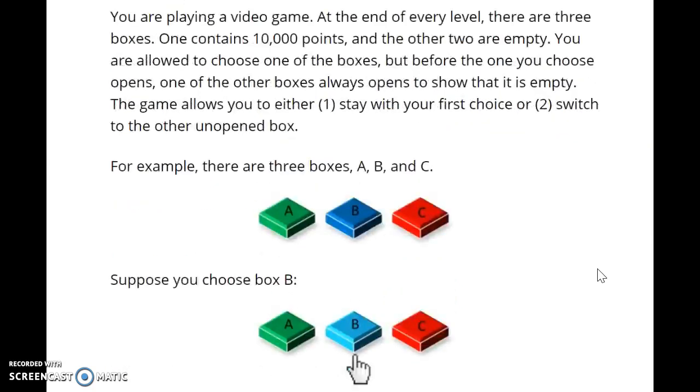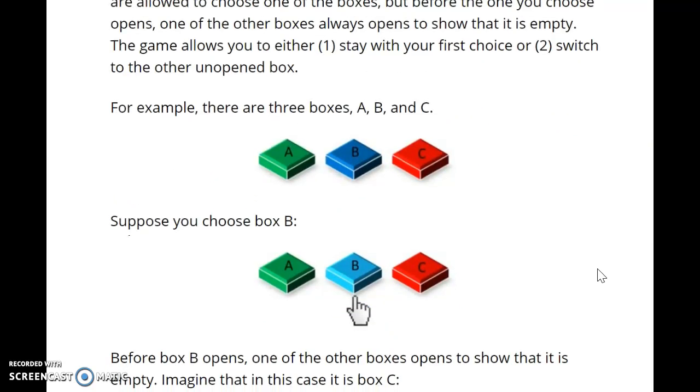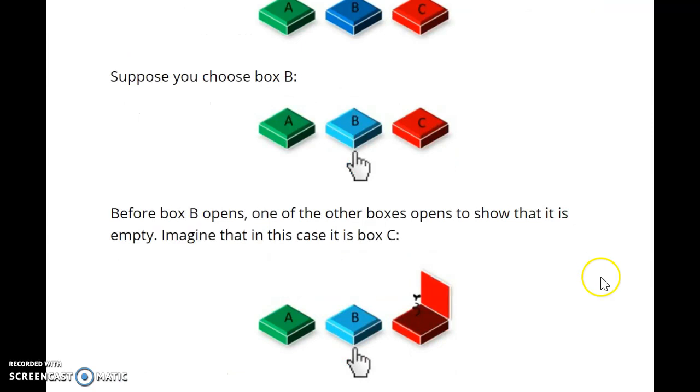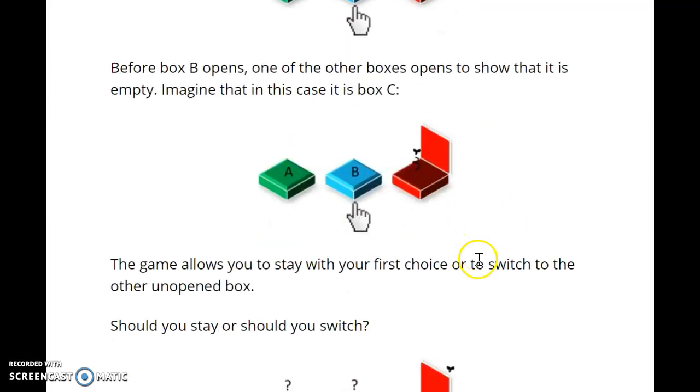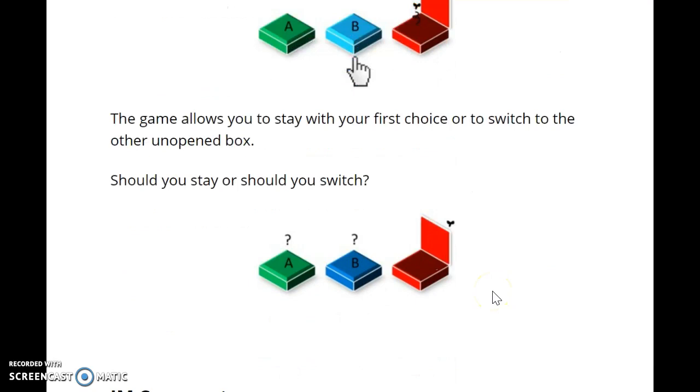So there's 3 boxes. It's box A, B, and C. Suppose you choose box B. Before the box opens, one of the other boxes is open to show that it is empty. Imagine in this case the empty box is C and it is opened. So the game allows you to stay with your first choice or switch to the other unopened box. So the question is, should you stay or should you switch?